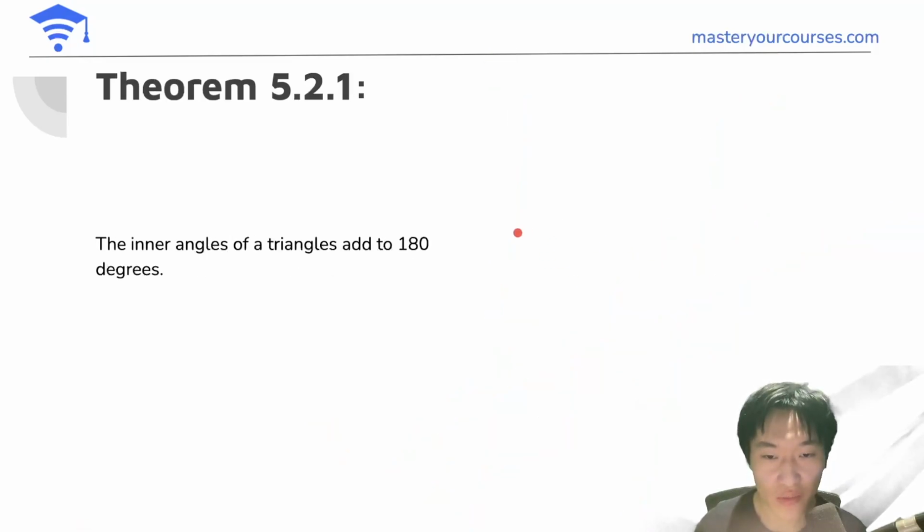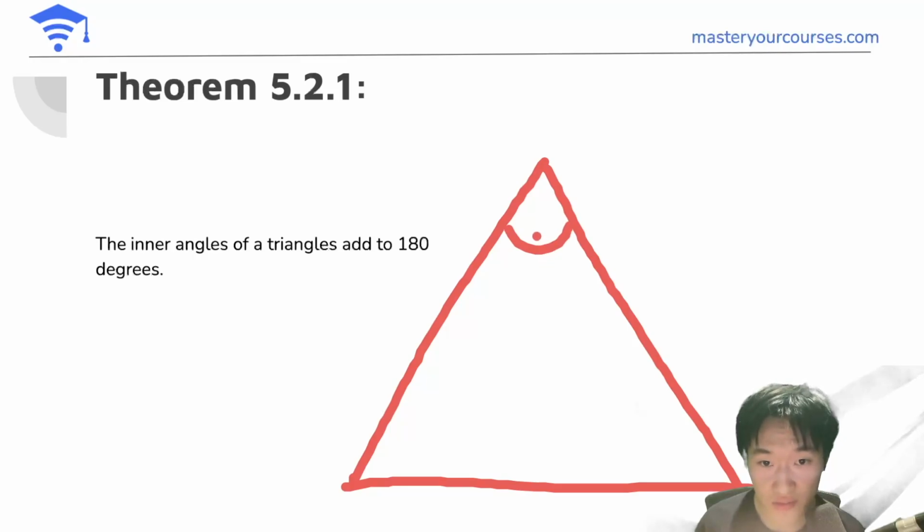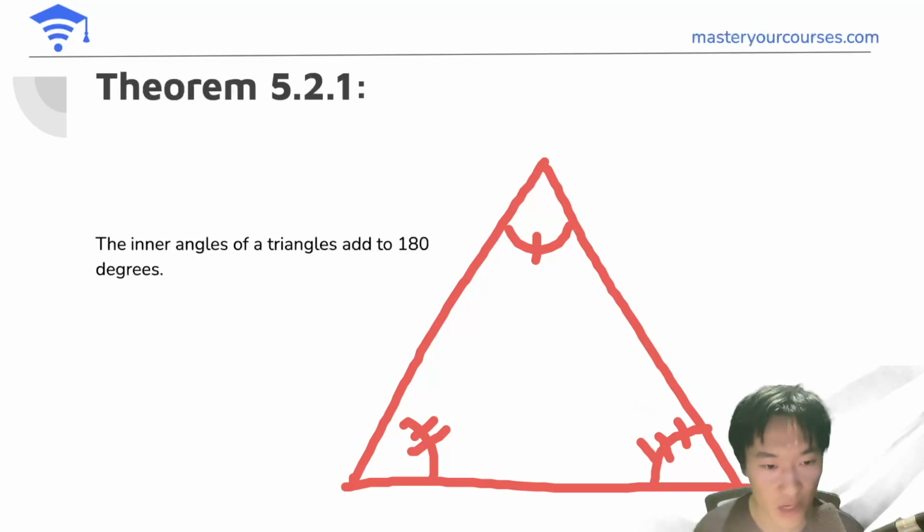Okay, so triangles. When we have any triangle, which is just an area enclosed by three sides, then the inner angles, which is this angle and this angle, these angles added together will always equal 180 degrees. That's just something you should know. You should memorize that. You should be able to apply this given questions.